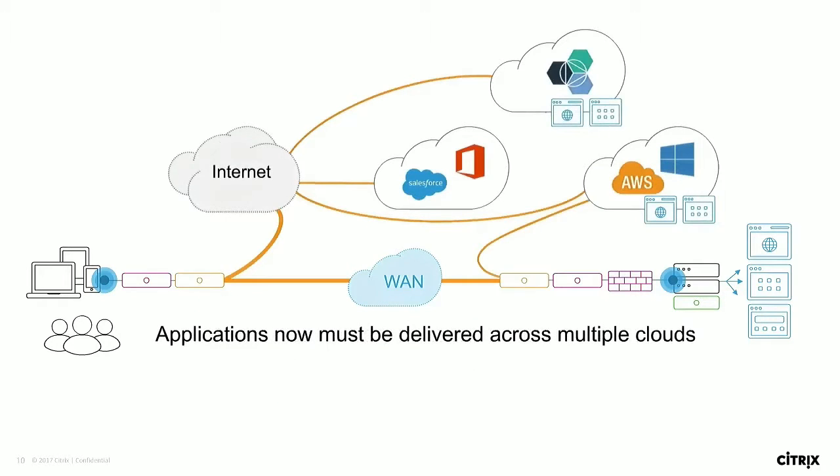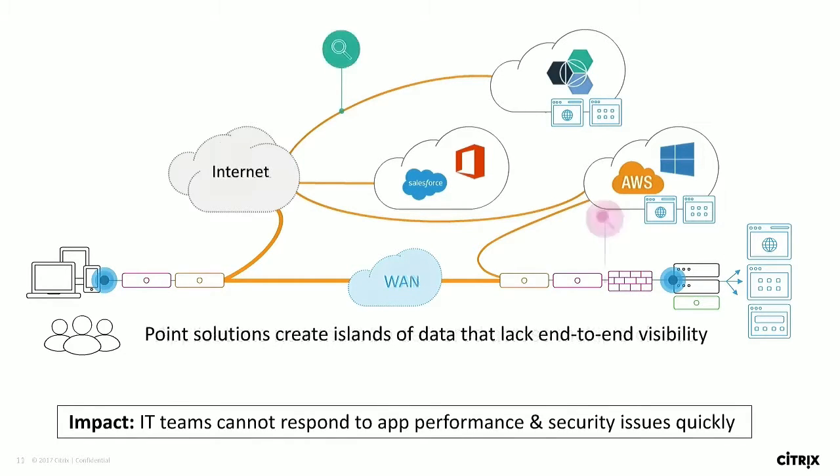So fast forward to today, where application workloads are now moving to the cloud, it's adding a layer of complexity. As applications are moving, they have to be delivered across clouds. And you could try to solve this by adding point solutions. You may have a solution for your load balancer from vendor A, you might have a firewall from vendor B, and so on and so forth.